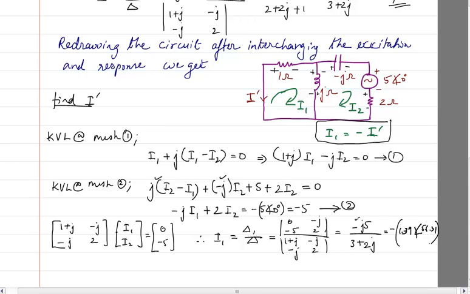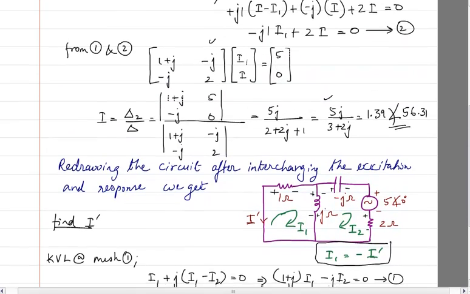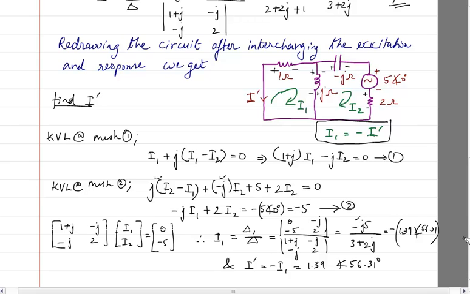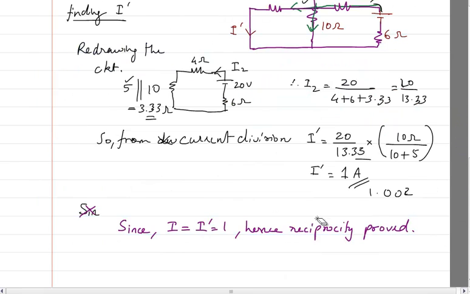And I dash is going to be equal to minus I1, so minus and minus will cancel out, so I'll get 1.39 with an angle of 56.31 degrees. So this is going to be I dash, and I dash is same as I, hence the theorem is verified. So don't forget to write the last statement, that since I is equal to I dash, hence the reciprocity is proved. Okay, thank you.